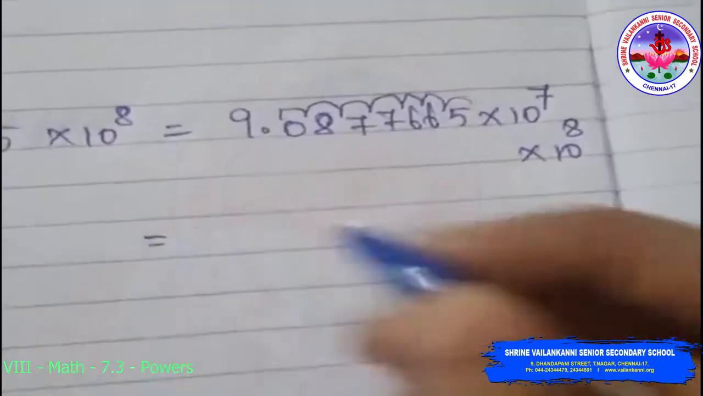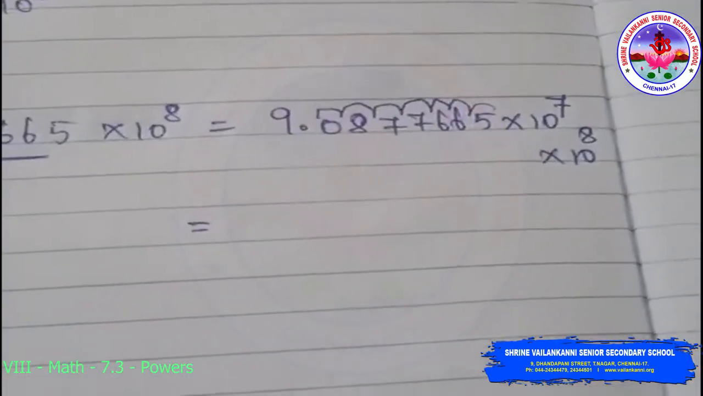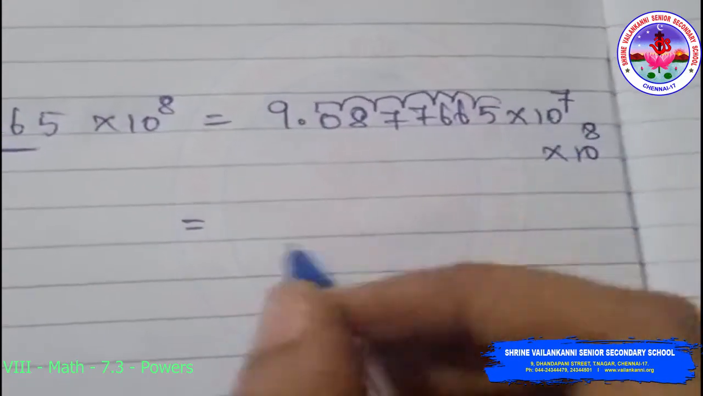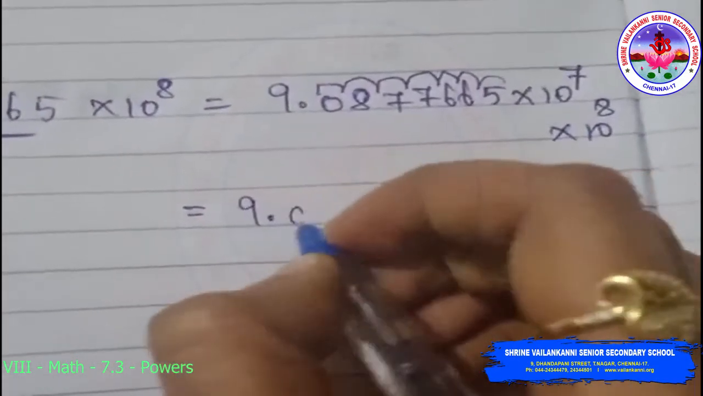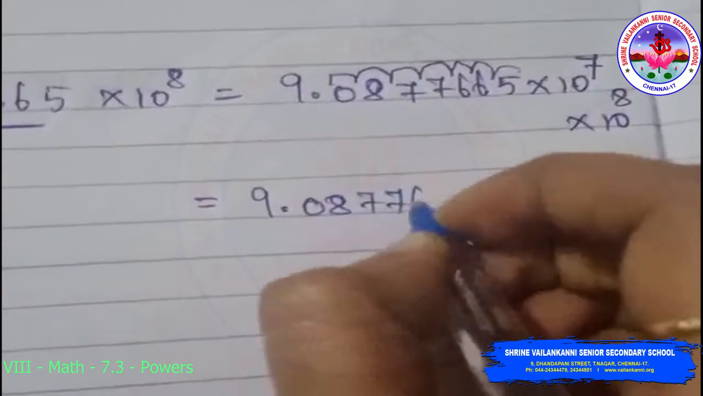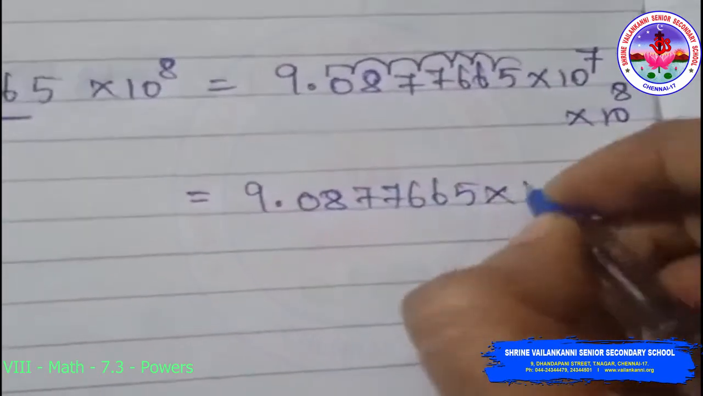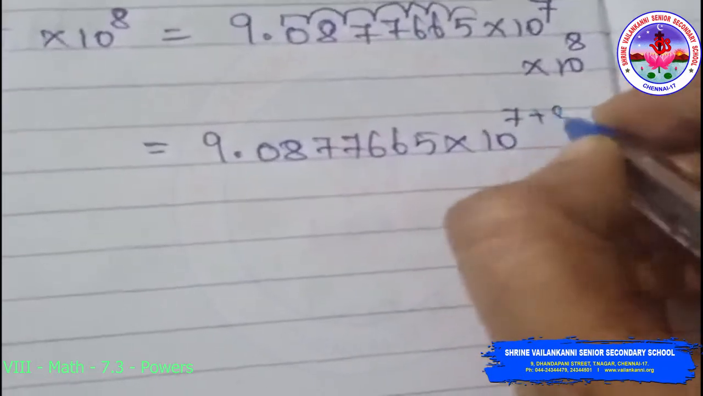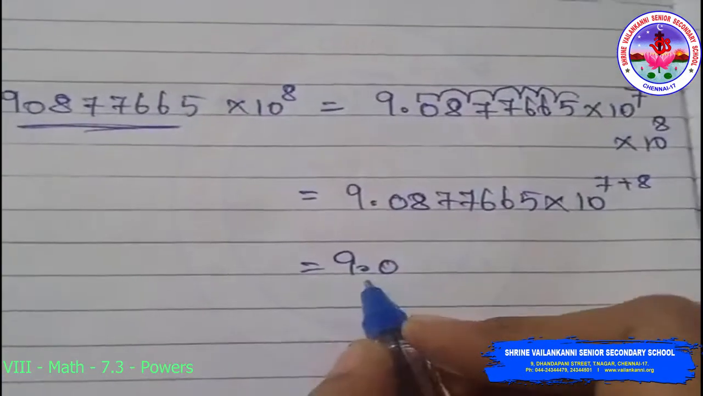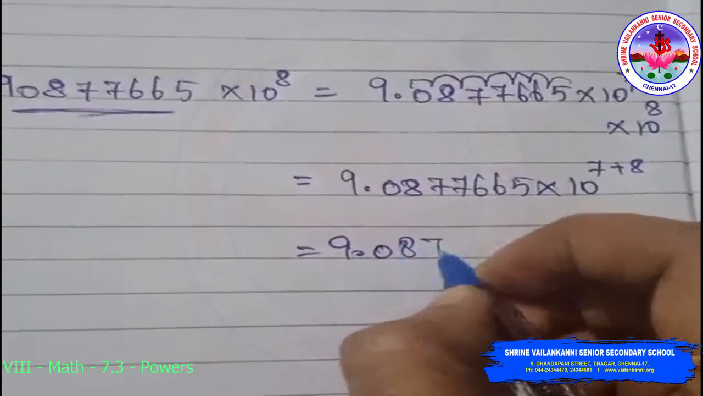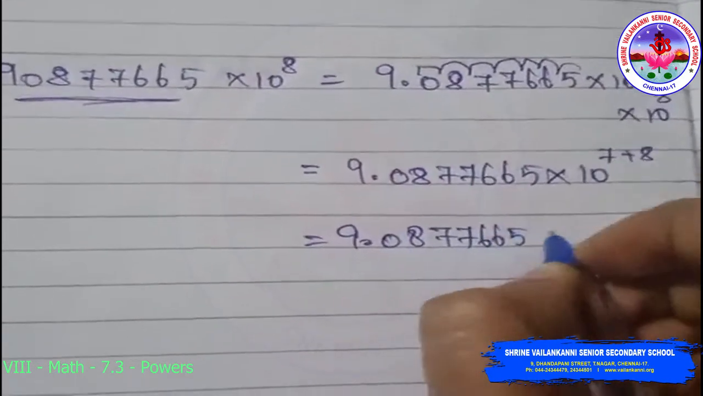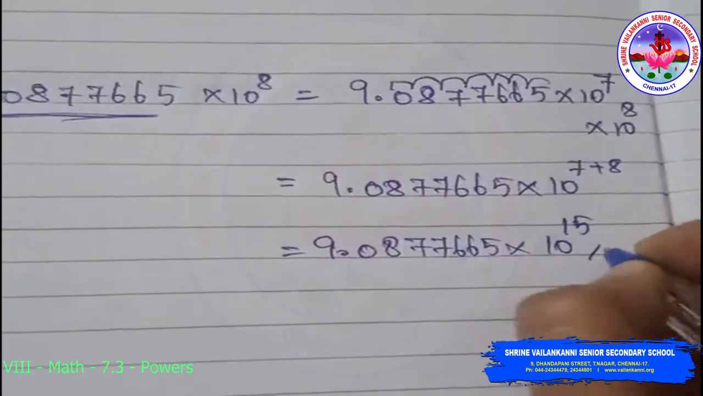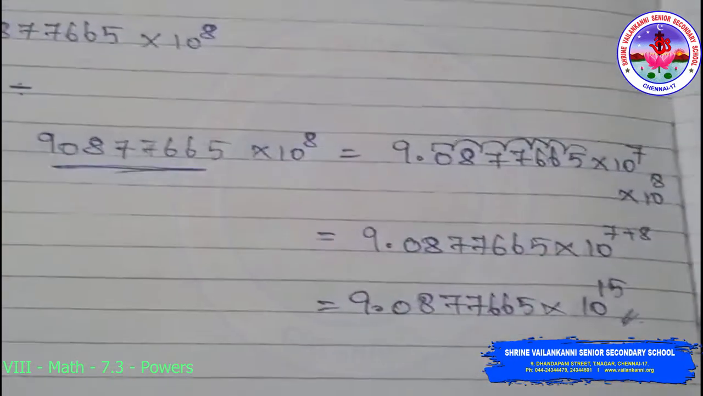Now using law 2, positive powers, a to the power m times a to the power n. So 9.0877665 times 10 to the power of 7 plus 8, that is 7 plus 8 is equal to 15. So 9.0877665 times 10 to the power of 15 is the standard form of the expression.